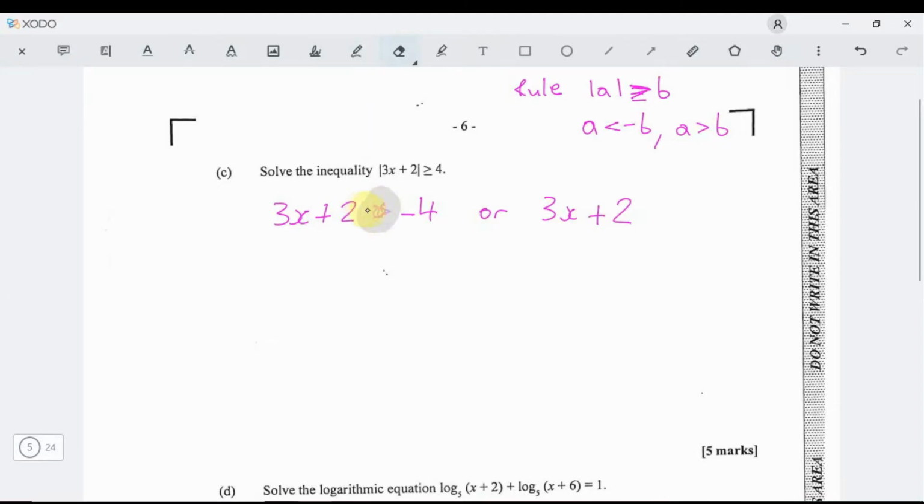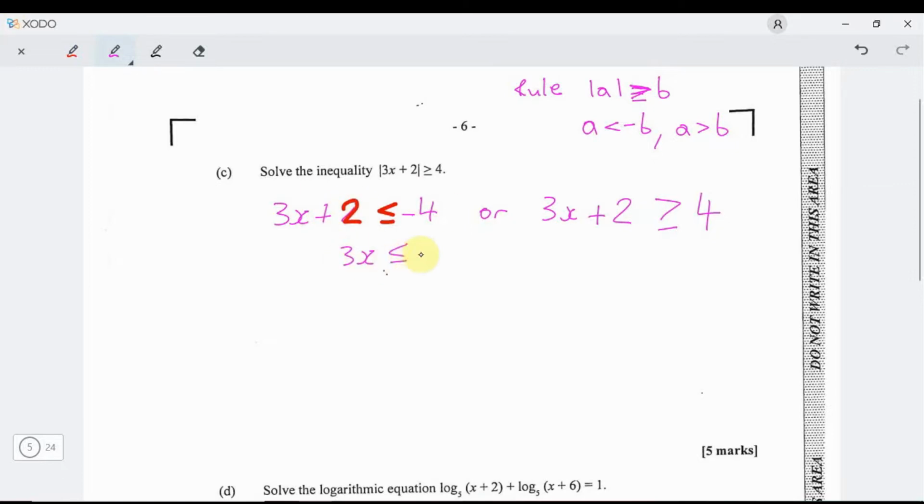I just wrote down the rule and I'm writing the incorrect thing right here. Sorry about that. 3x plus 2 is less than or equal to negative 4, or 3x plus 2 is greater than or equal to positive 4. From that, we bring over the 2. So saying 3x is less than or equal to negative 6. So x is less than or equal to negative 2. Or from this side, we're saying 3x is greater than or equal to, bring over the 2, that becomes 2 here. And divide now through by 3, x is greater than or equal to 2 over 3.